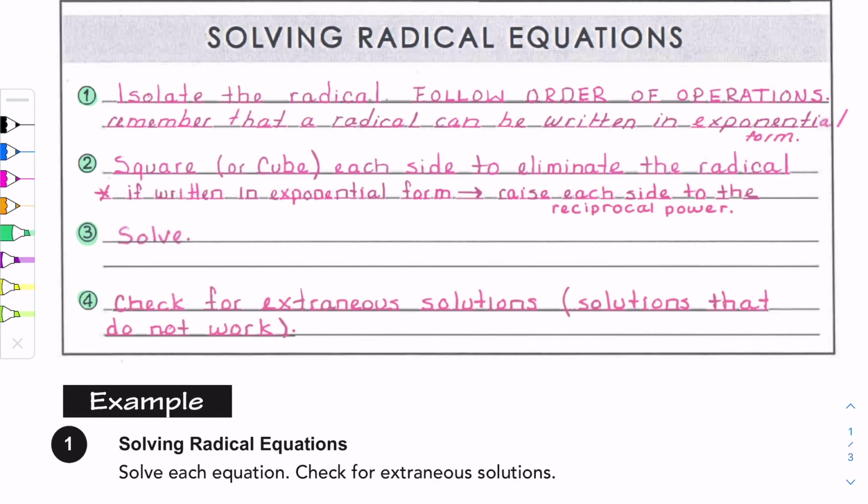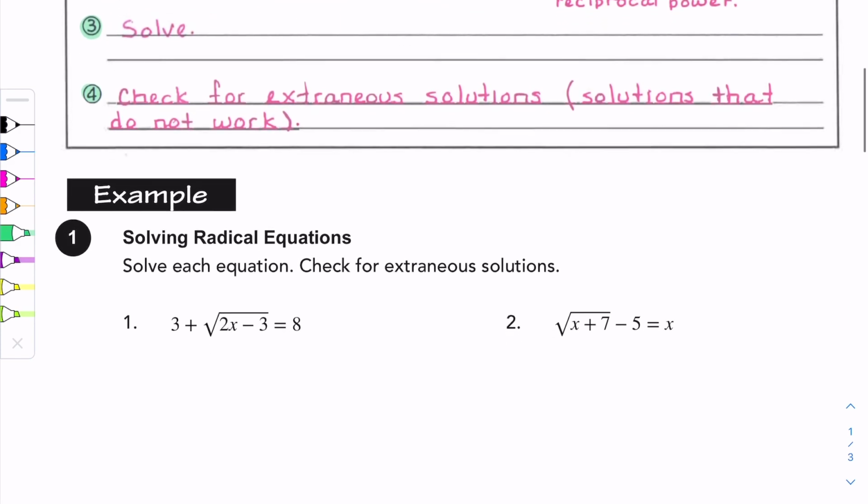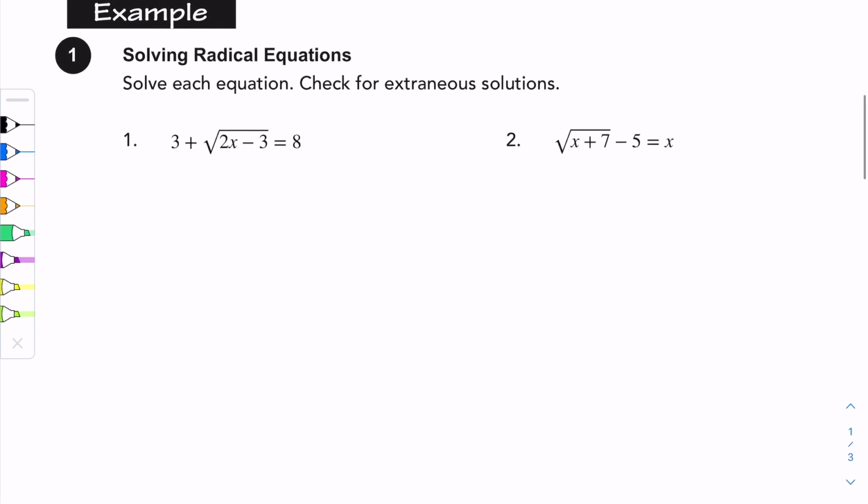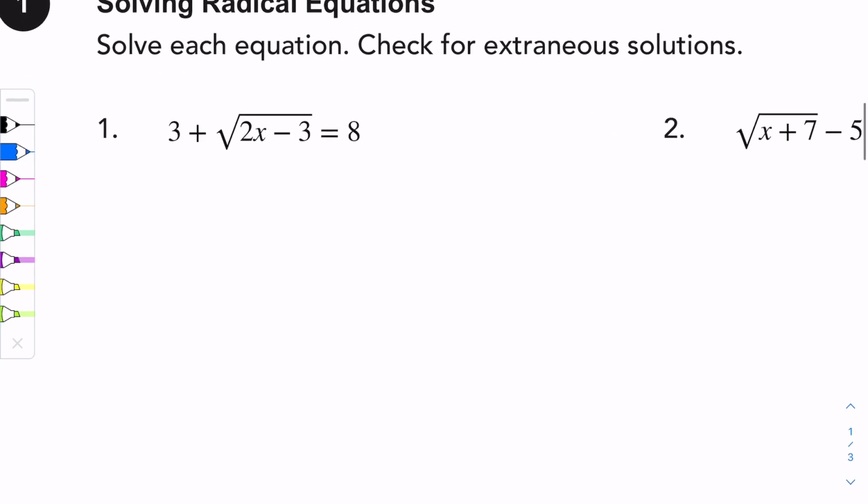So pause your video and take a moment to write these steps down. I'm going to begin to go through the first example. I'll list out each step as I go through it. For number 1, we have 3 plus the square root of 2x minus 3 equals 8. Step 1 in the above steps tells us to isolate the radical. So I'm going to move 3 to the opposite side. This gives me the square root of 2x minus 3 is equal to 8 minus 3.